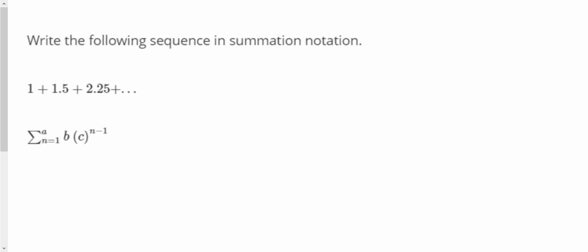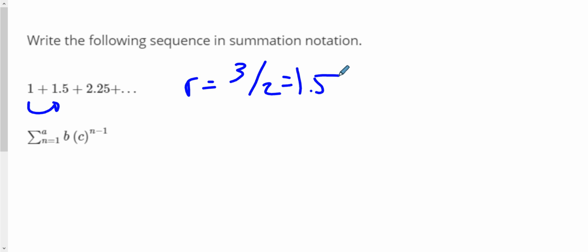Moving on to number 8, write the following sequence in summation notation. Now in this one, you're going to notice we have a geometric situation. So it's going to change a little bit of the way I look at this, but let's first find the R value, I think that makes sense. If you do 1.5 divided by 1, you're going to get an R value which is 3/2, or you can say 1.5, it doesn't matter which. If you look at this, you'll notice that's the C.